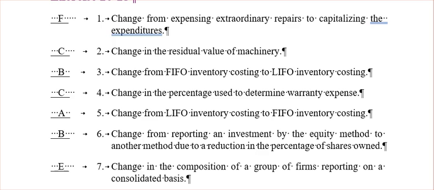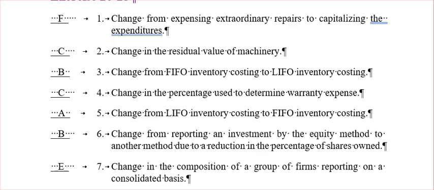Change in the percentage used to determine warranty expense. This is an estimate. So a change in estimate means go forward. When we had a problem in here with warranty expense, we determined in the next accounting period that we had to change the amount. And we did not go back and change warranty expense in the previous period of time. What did we do? We put a little bit more in there for this current period of time. I think we also had an example in there about vacation expense and doing a change there.